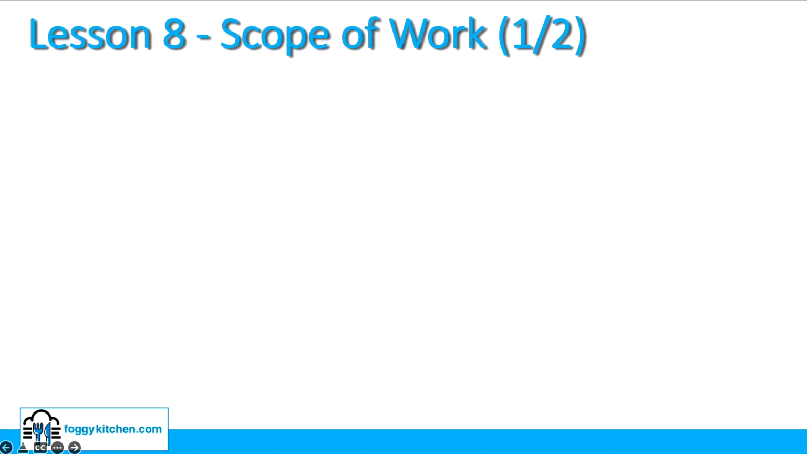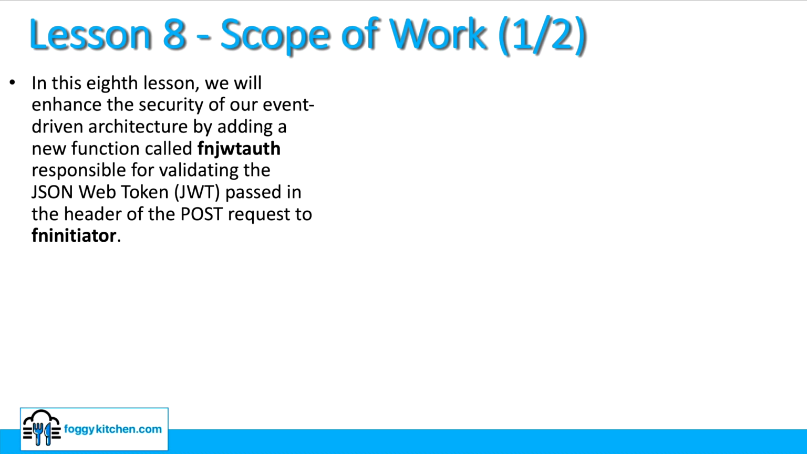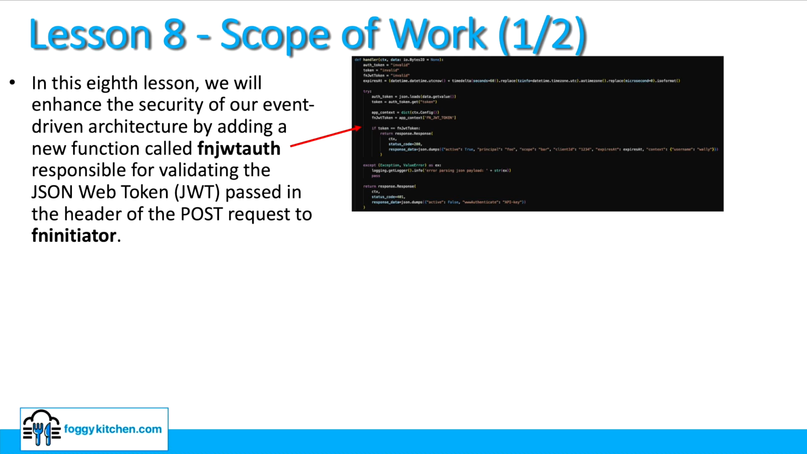Before going any further, let's analyze the scope of work of lesson number 8. In this lesson, as I have mentioned in the introduction, we will introduce a new function called fnjwtauth, responsible for validating the JSON Web Token. As you can see on the right, we have the handler body of our JWTauth function, and in this body we are using the token injected by API gateway, and we are comparing that with the token delivered into the function through the operating system environment.